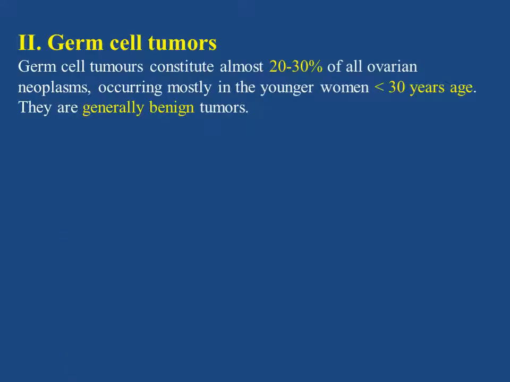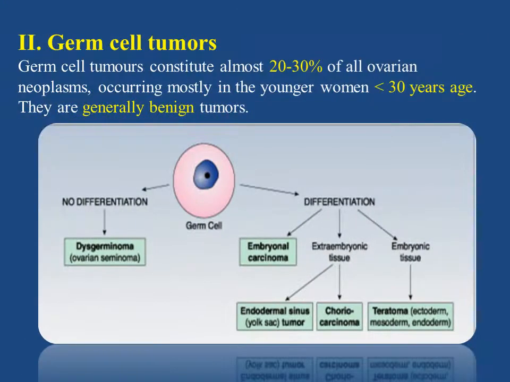Then the second type after the epithelial ovarian tumor is the germ cell tumors. This constitutes 20 to 30% of all ovarian neoplasm. Mostly occurs in young women less than 30 years, and they are generally benign. Remember, this is the origin from a totipotent germ cell, undergoing differentiation into embryonic or extra-embryonic tissue or no differentiation.